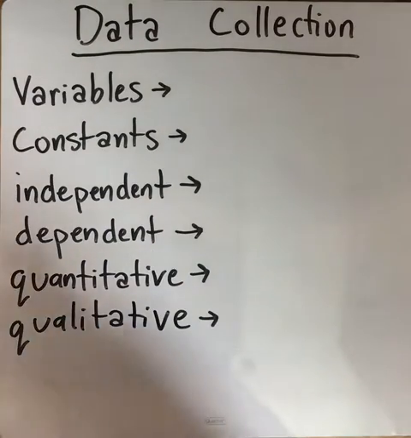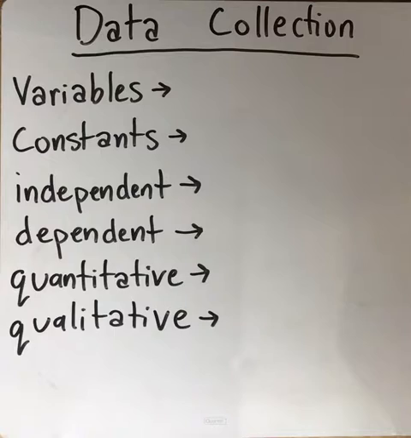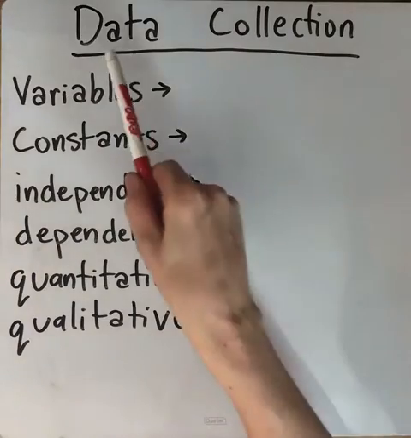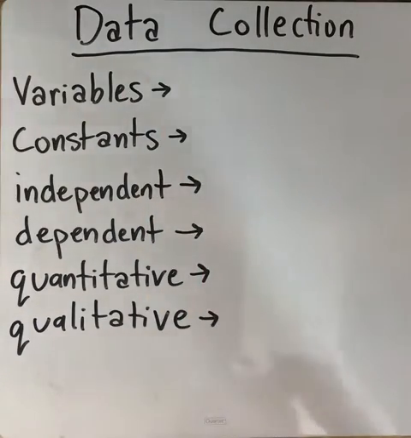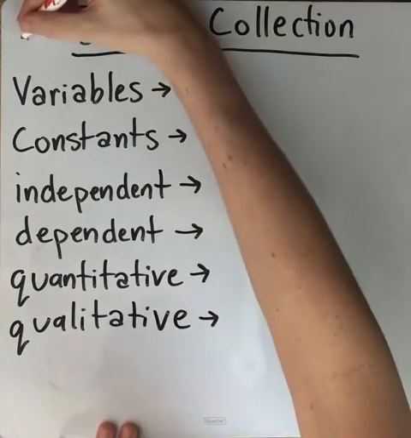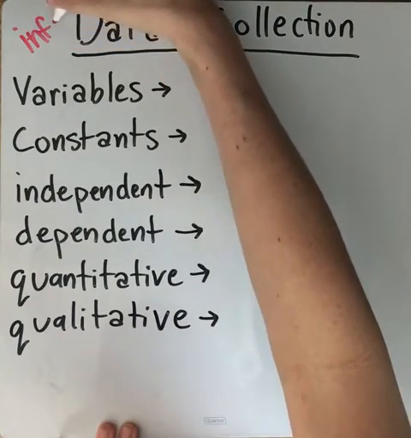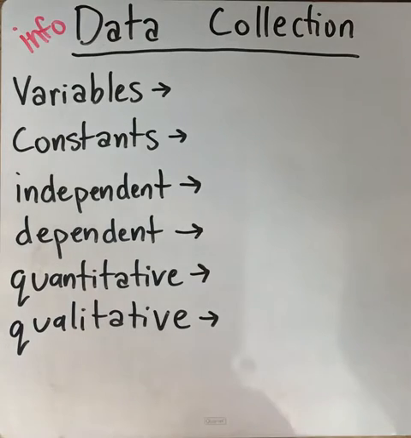We're going to talk now about some important vocabulary words that we use for data collection. Remember that data collection is the part of your lab where you write down information. The word data just means info. It's all the things that happened during the lab that are important and you write them down.